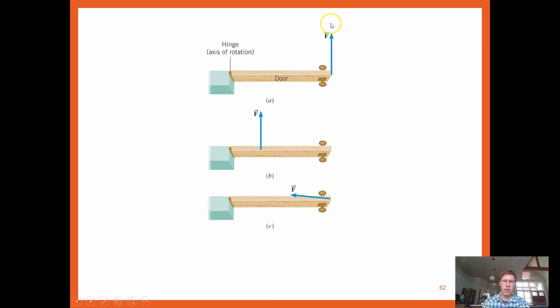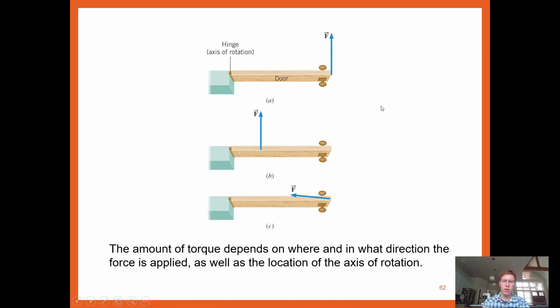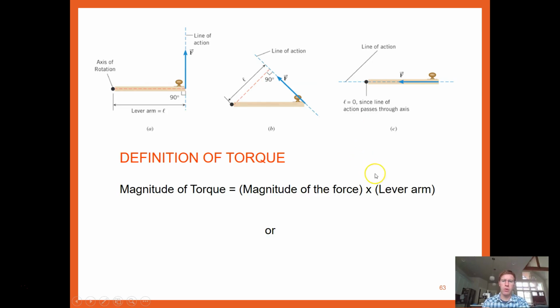So each of these are the identical forces being applied to the exact same door, but each one generates a different amount of torque. So how do we define torque? Well, that's a good question. The equation for torque is the magnitude of your force that you're applying multiplied by what we're going to call the lever arm distance.